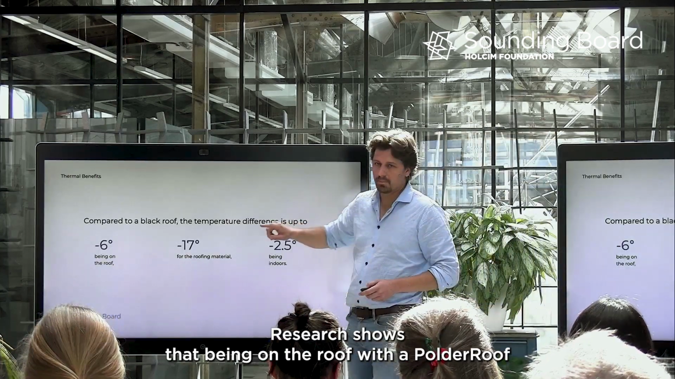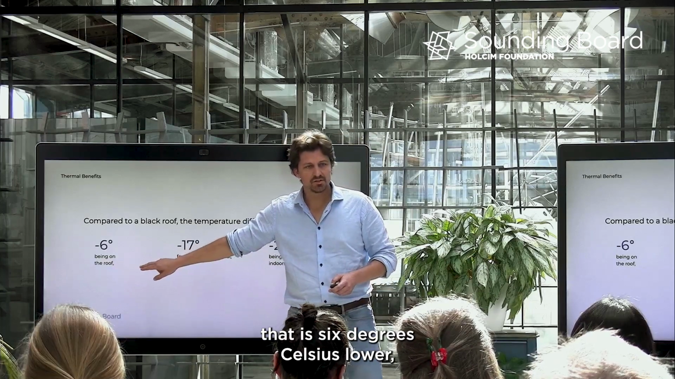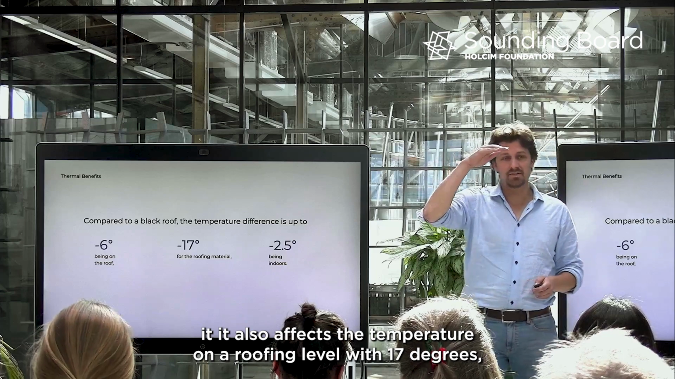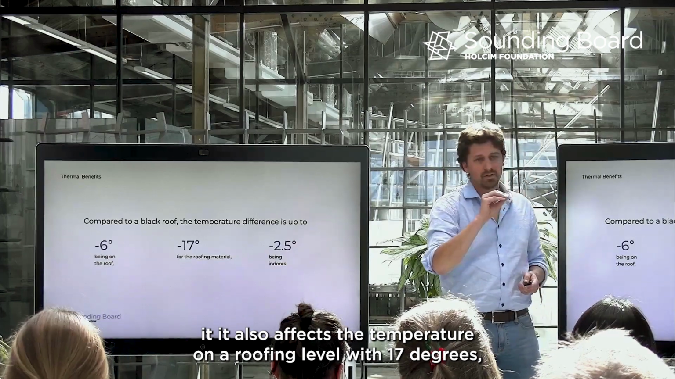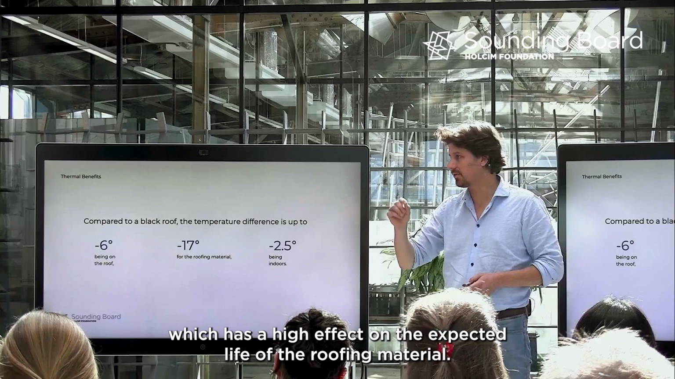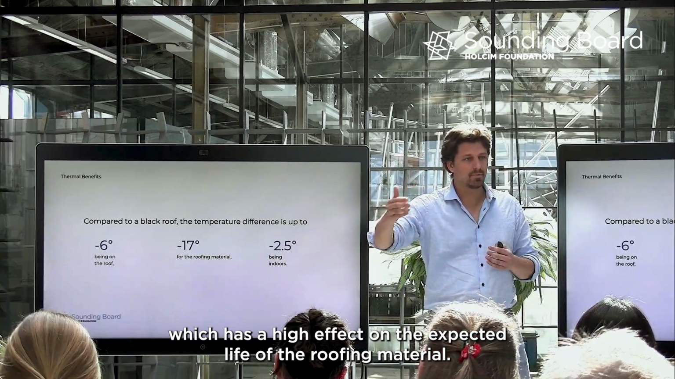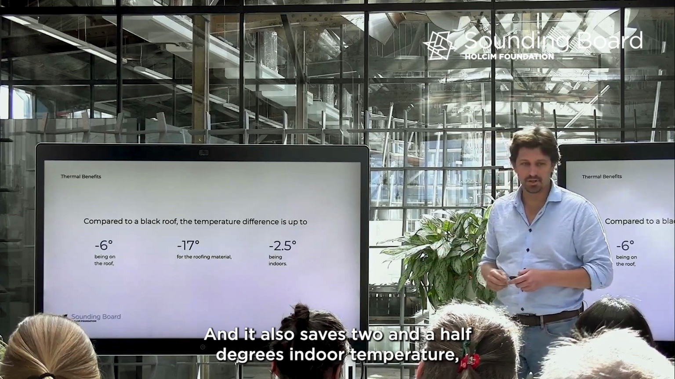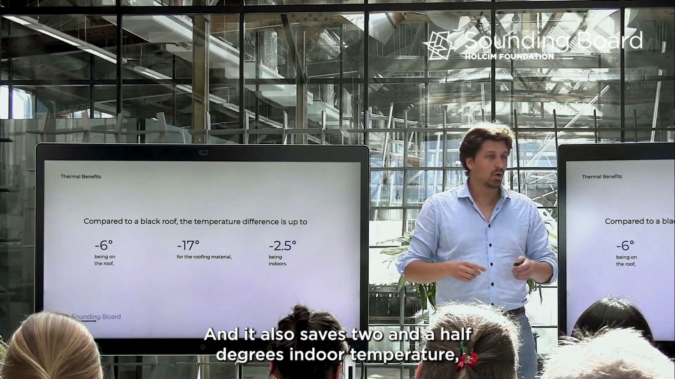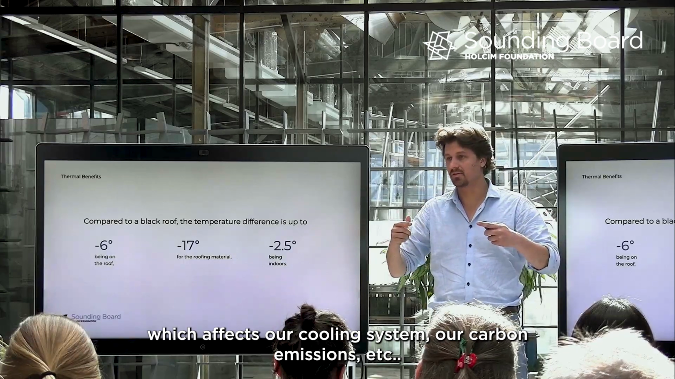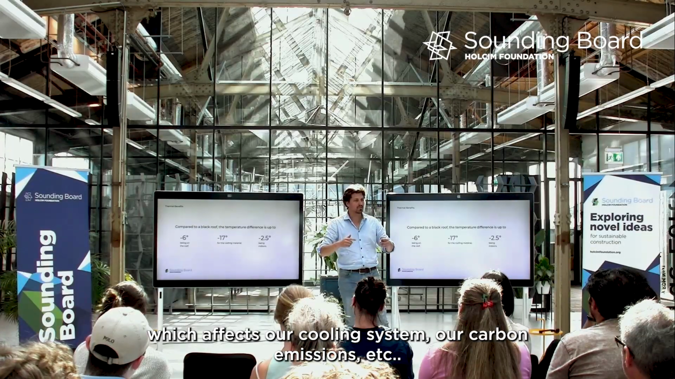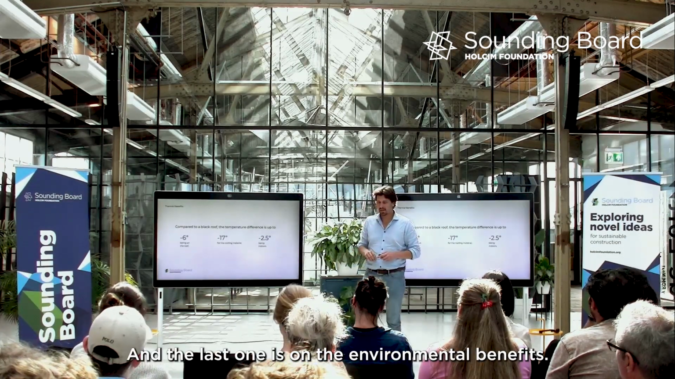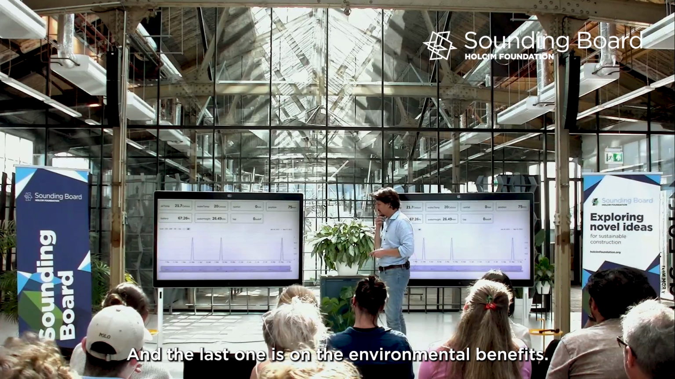Research shows that being on the roof with a polder roof is 6 degrees Celsius lower. It also affects the temperature at roofing level by 17 degrees, which has a high effect on the expected life of the roofing material, and it also saves 2.5% indoor temperature, which affects our cooling system, our carbon emissions, etc. So that is on the thermal benefits. And then the last one is on the environmental benefits.